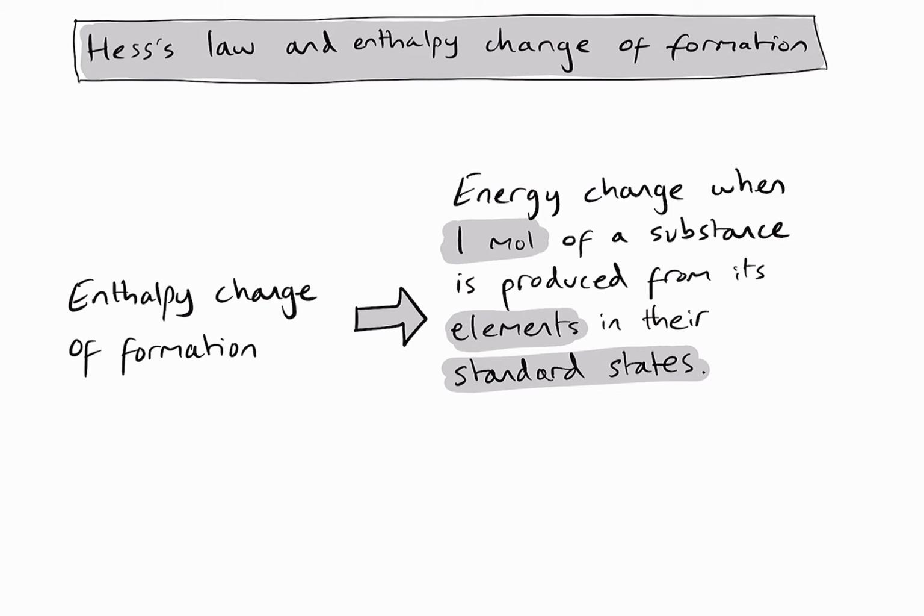And by standard states, we mean the naturally occurring element at 100 kilopascals, and although temperature doesn't matter too much, we normally assume 298 Kelvin. So these are kind of room temperature and pressure conditions. Let's now consider a generic example.